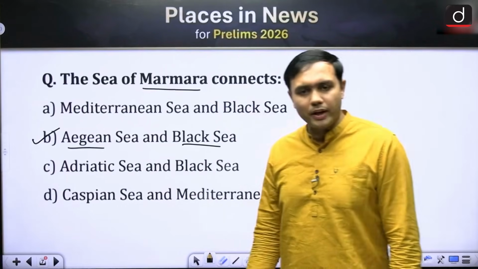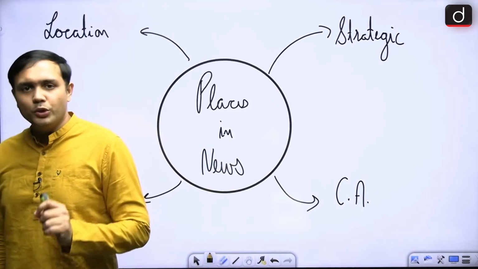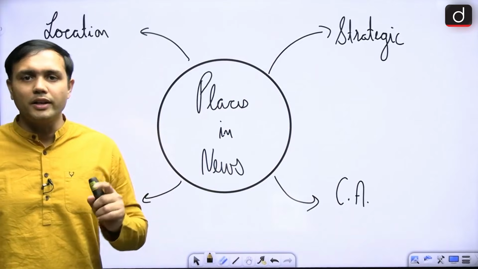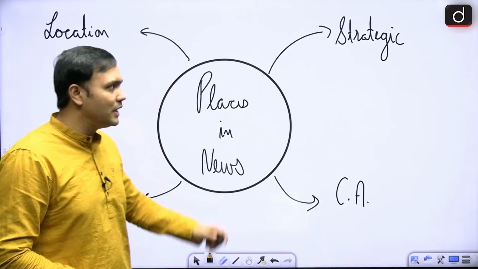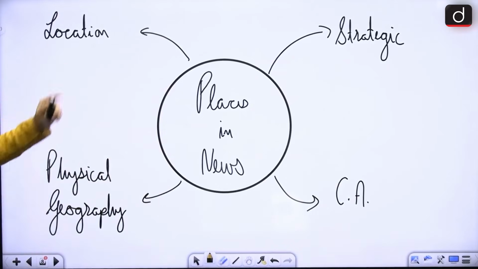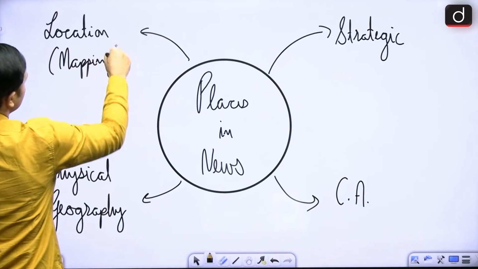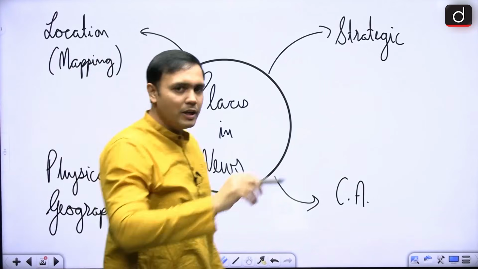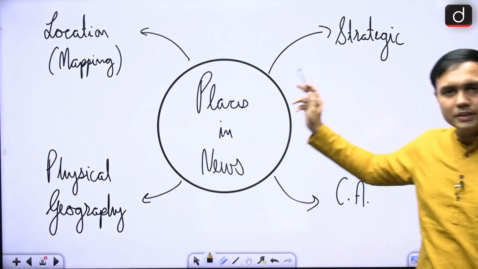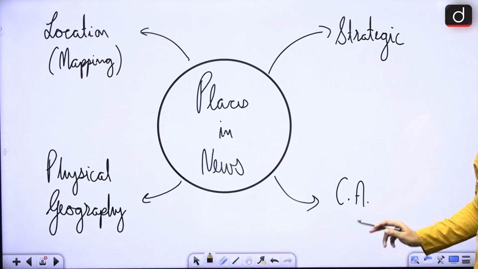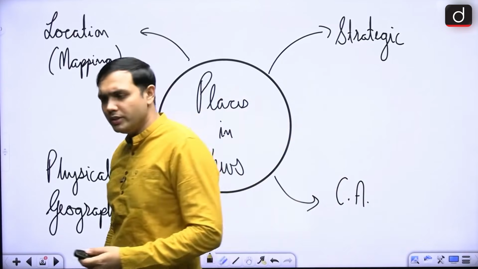Now we will come back to our portion. Any place that you are going to remember or look at, you have to look at some important dimensions through which UPSC is asking you questions. These will be, of course, first the location. This is related to basic mapping, but not just the region that is being asked, but all around it also, right? Then physical geography, strategic aspects and current affairs, right? So that is how you are going to explore these places.